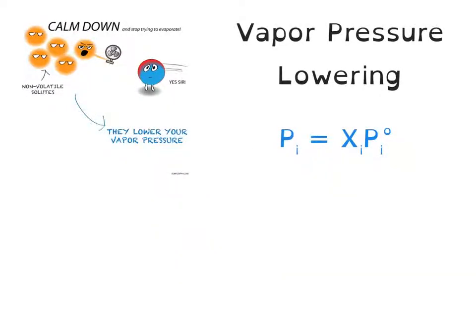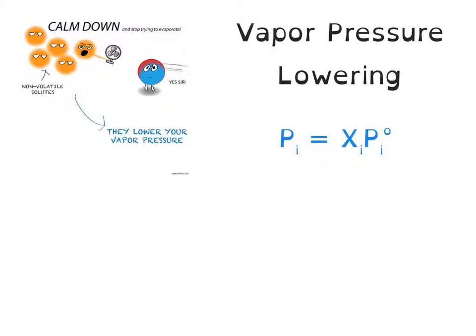So the first specific colligative property we're going to look at is vapor pressure lowering. What we see in the diagram here is we have non-volatile solutes. Non-volatile just means that they're not going to be gases at room temperature. And so by adding these non-volatile solutes to our solution, they lower our vapor pressure, which means that they're not going to evaporate.